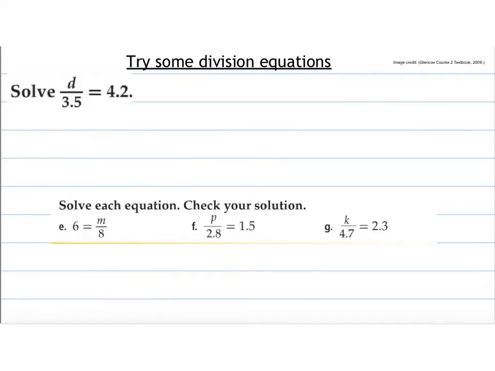All right, let's do some more. D over 3½ equals 4 2/10. So I'm going to rewrite it as you're writing it in your notebook.